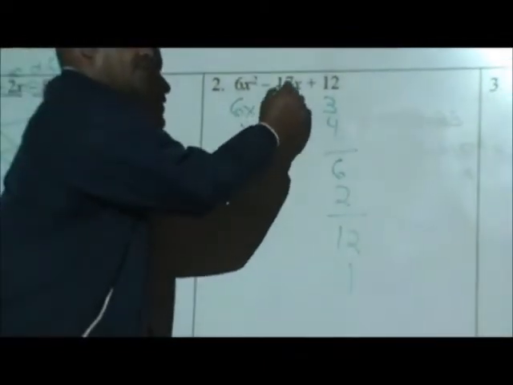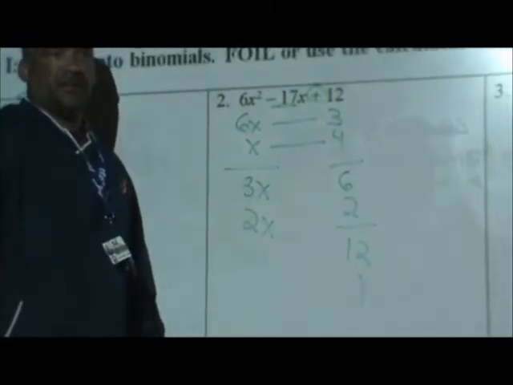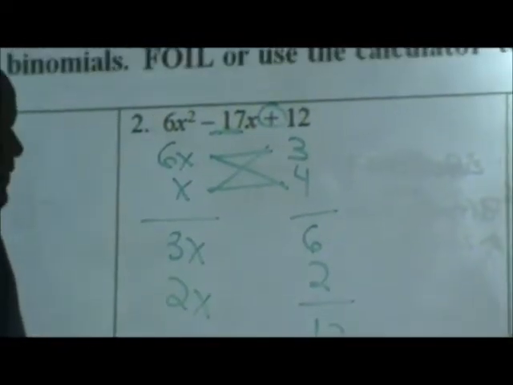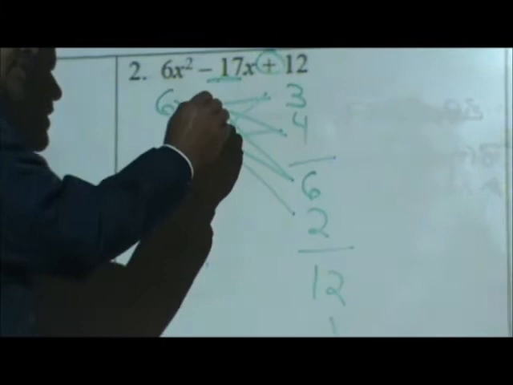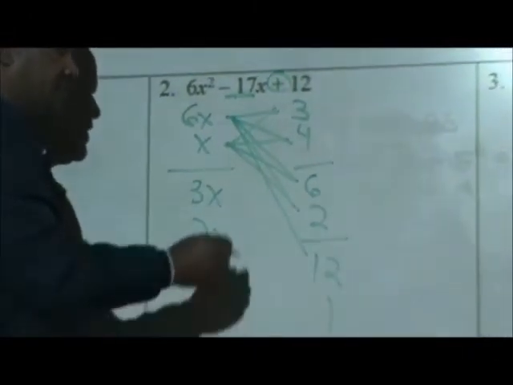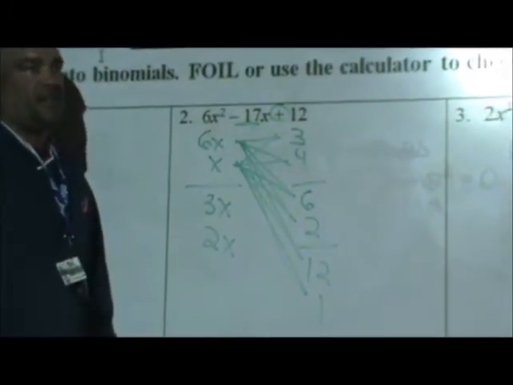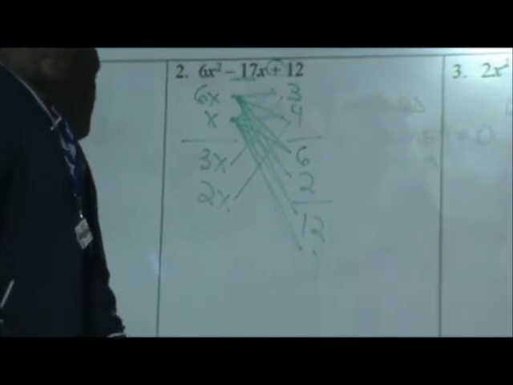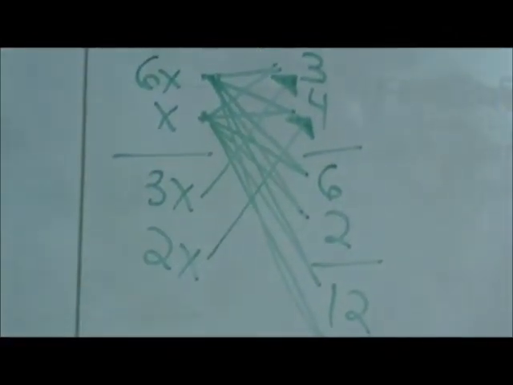What's going to give me 17 when I add? Is it 18 and 4? No. Is it 24 and 3? No. Is it 36 and 2? No. Is it 6 and 12? That's 18. No. Is it 72 and 1? No. Okay, so let's go here. Is it 9 and 8? Yes. It is 9 and 8. Okay? Got it?